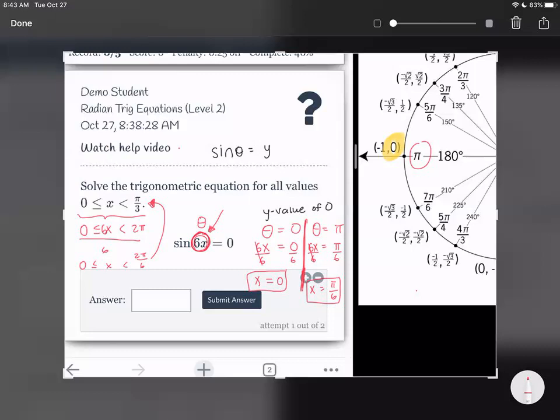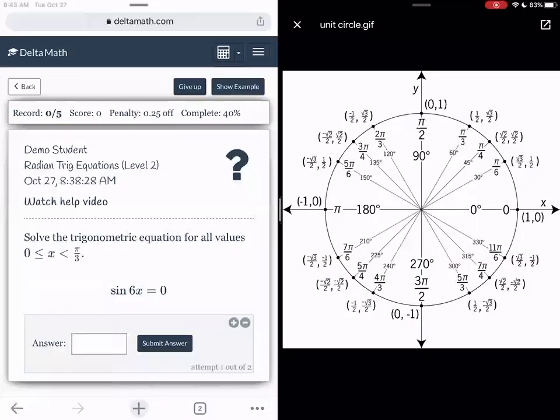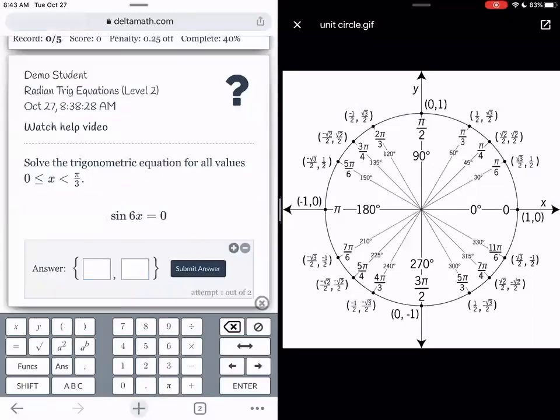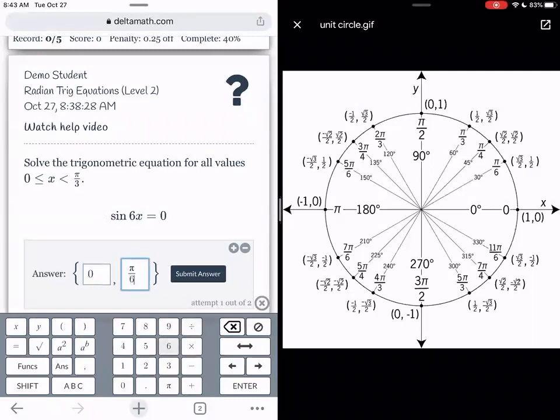So yeah, our two answers are x is 0 and x is pi over 6. Let's go type those in, because I haven't seen a question show up, but if I typed it too fast, please let me know. So we got 0 and pi over 6.